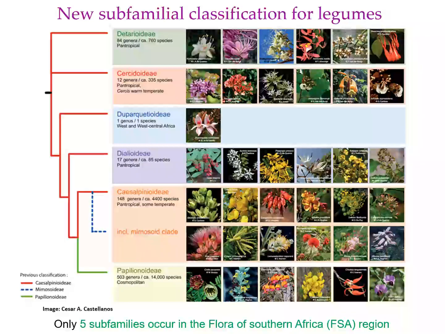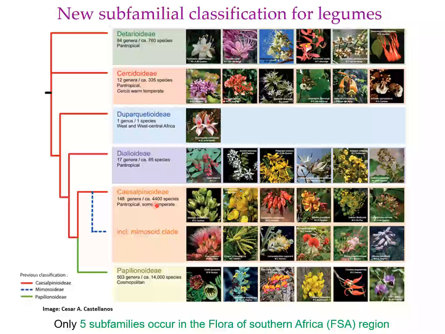So here is a nice visual representation of the new classification and their relationships. We have the Detarioideae of about 84 genera, which is pantropical. The Cercidoideae also pantropical, 12 genera in excess of 300 species. Duparquetioideae is a very interesting West and West Central African lineage. You can see it mimics orchids, which is highly unusual. So it's quite apt that it is placed in its own subfamily. The Dialioideae, 17 genera, 85 species, also pantropical.